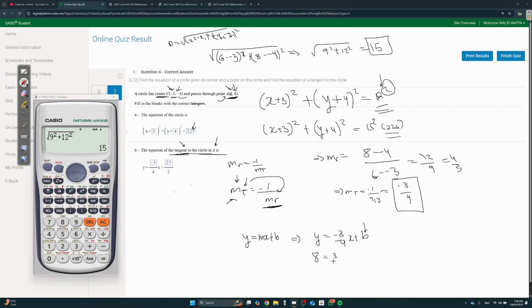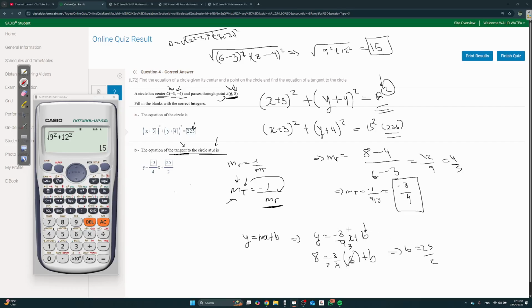8 is equal to negative 3 over 4 times x, which is 6, plus b. You just solve it: minus 3 over 4 times 6 is minus 9 over 2. So 8 plus 9 over 2, 16 plus 9, is 25 over 2. So you get b is equal to 25 over 2.